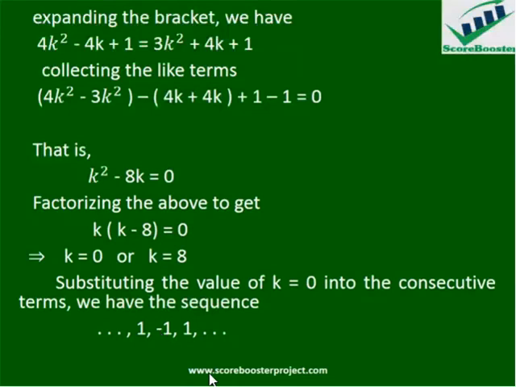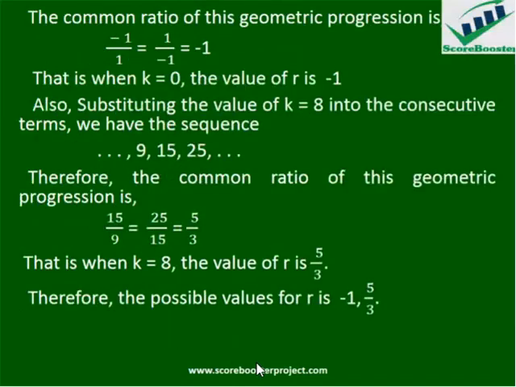So here, to find the common ratio of this particular geometric progression using these three terms, the common ratio will be −1, that is the middle term divided by the first, which equals the last divided by the middle, which will all give −1. That is, when k is equal to 0, the value for the common ratio r is −1.